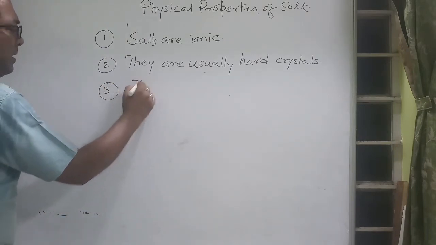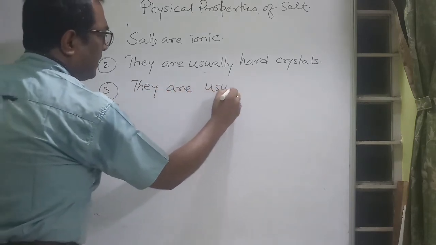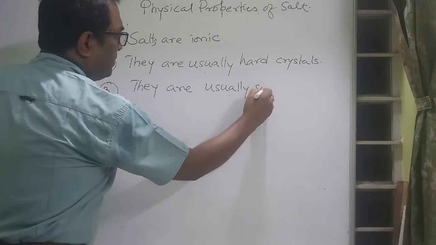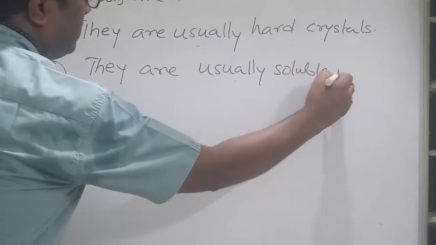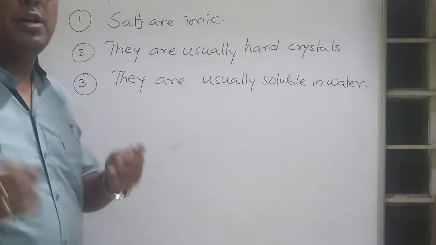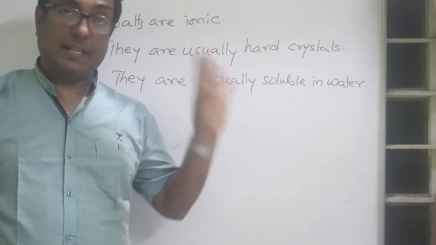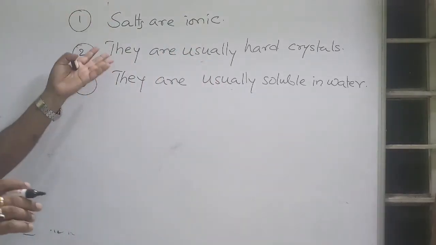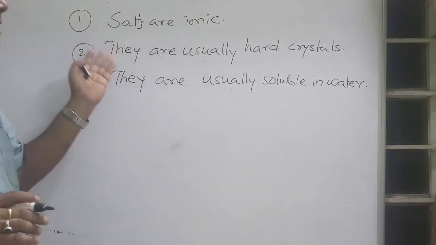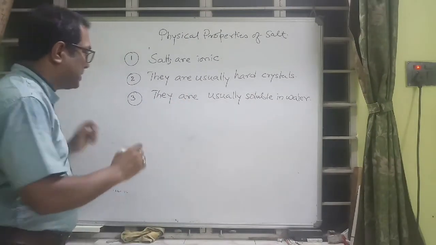Number three, they are usually soluble in water. Usually, there are some salts which are not soluble in water even, which we are going to discuss later. But being ionic compounds, these are usually the characteristics. They are usually hard crystals. They are usually soluble in water.